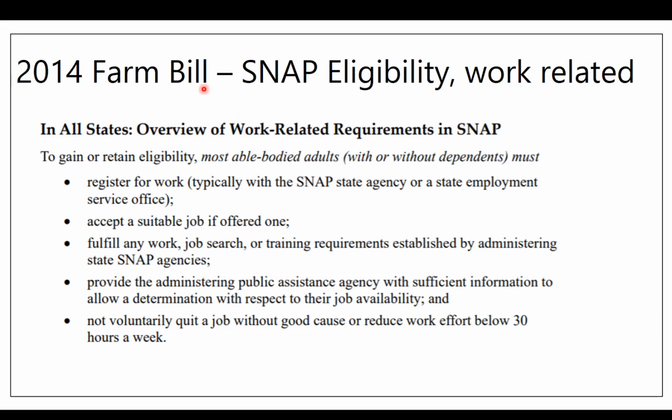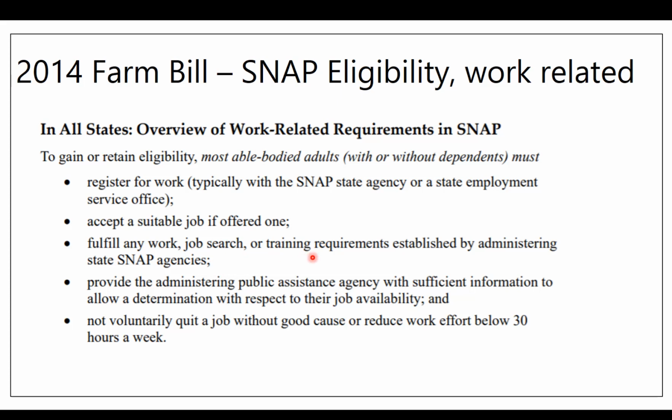So Farm Bill 2014 has written into the law SNAP eligibility related to work in all states. Here are the work-related requirements. You must register for work with whatever state employment agency or service office is available. If you get offered a job, you have to notify and you have to accept it, unless it is deemed by the state agency to be not suitable for you. You're not qualified, or you have some sort of limitation that would keep you from taking that job. Then you can pass on it. Fulfill any work, job search, training requirements administered by the state SNAP agencies, right?